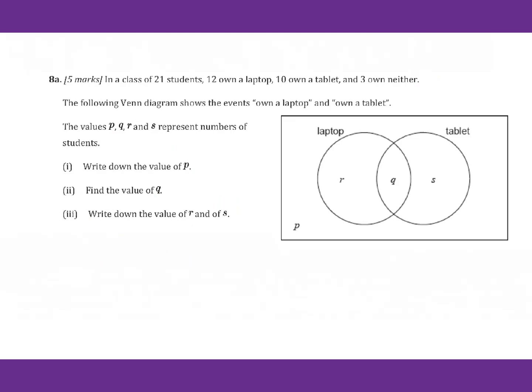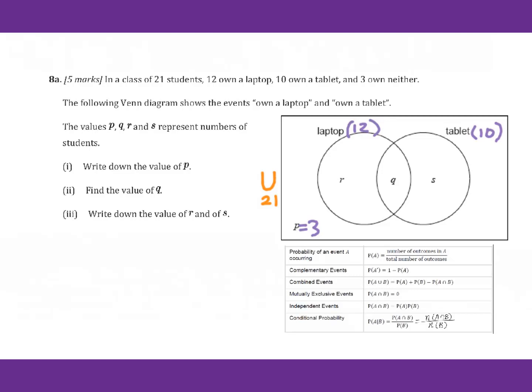Now let's go to 8A. In a class of 21 students, 12 own a laptop, 10 own a tablet, 3 own neither. The following Venn diagram shows the events owning a laptop and owning a tablet. Laptop, that is 12. Tablet is 10. 3 own neither. Altogether, we have 21 students.